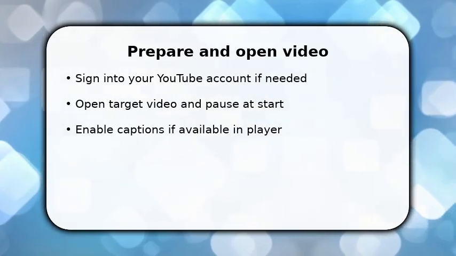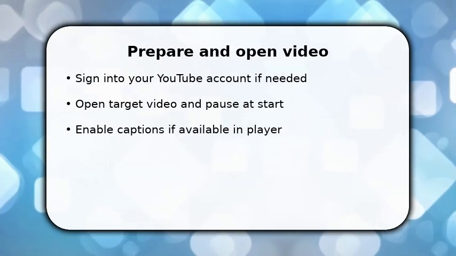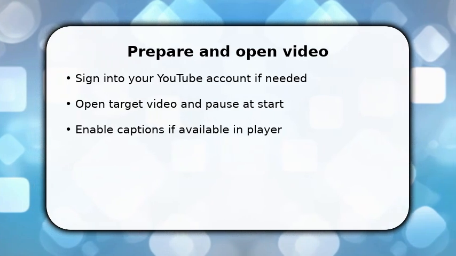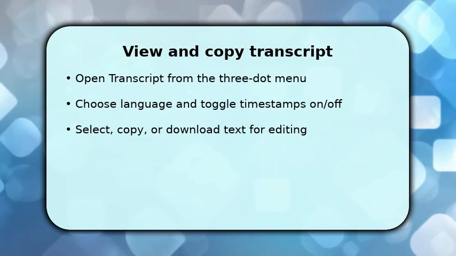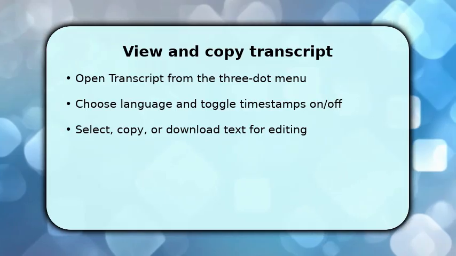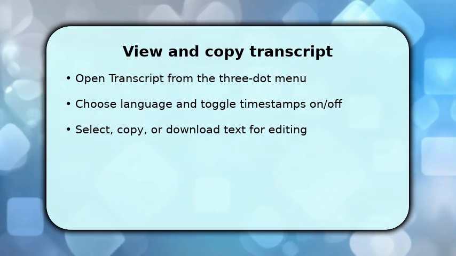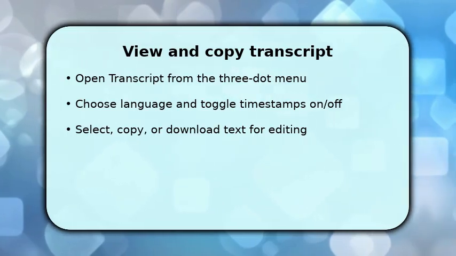Make sure playback language matches your needs. If captions aren't visible, continue to the next slide to extract or generate the transcript manually. Once you open the transcript panel, you'll see timestamp text. Select the language drop-down to pick auto-translation if necessary, and toggle timestamps off to get plain text.